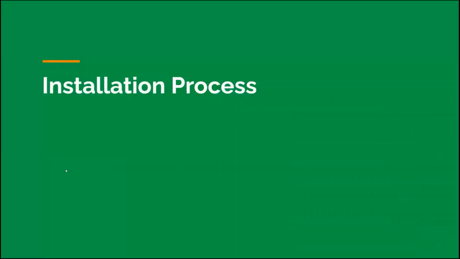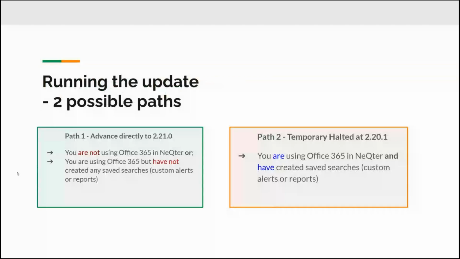So from the installation process standpoint for 221, there's a little bit of a difference for this update, specifically surrounding those of you that use 365 and those of you that don't. So there's two possible paths if you haven't run this update that you will encounter. The first option, or path one, is do not pass go, do not collect $200, go right to 221. So that's going to be for you're not using 365 in NeQter, or you are using 365 but you haven't created any saved searches.